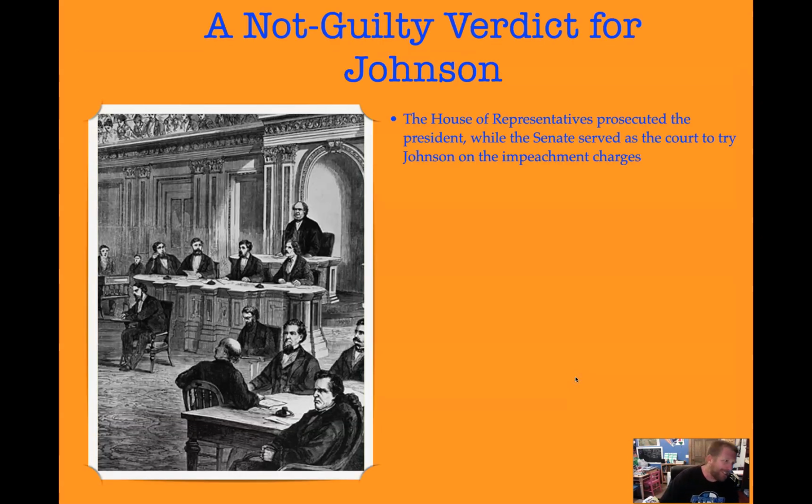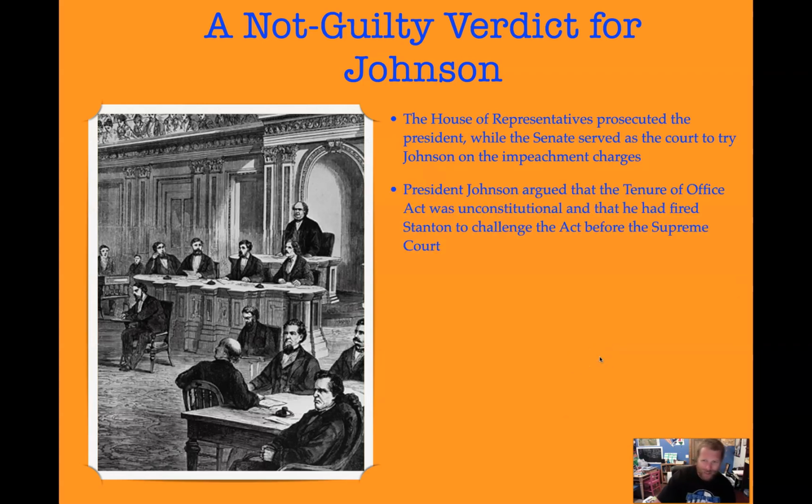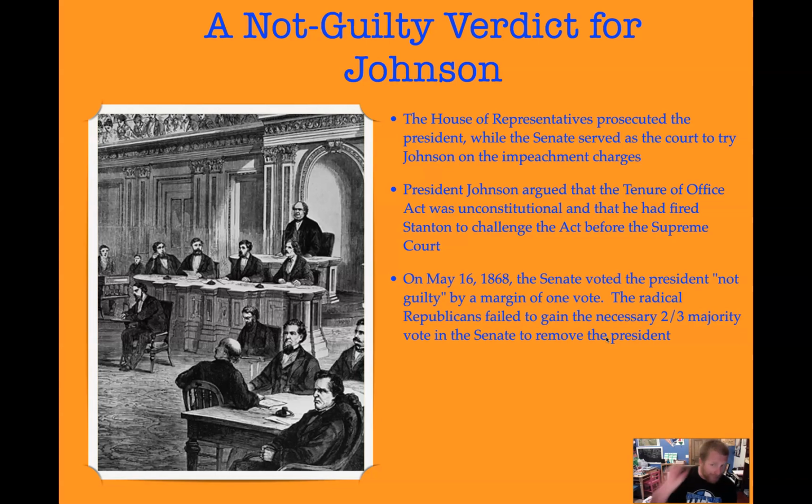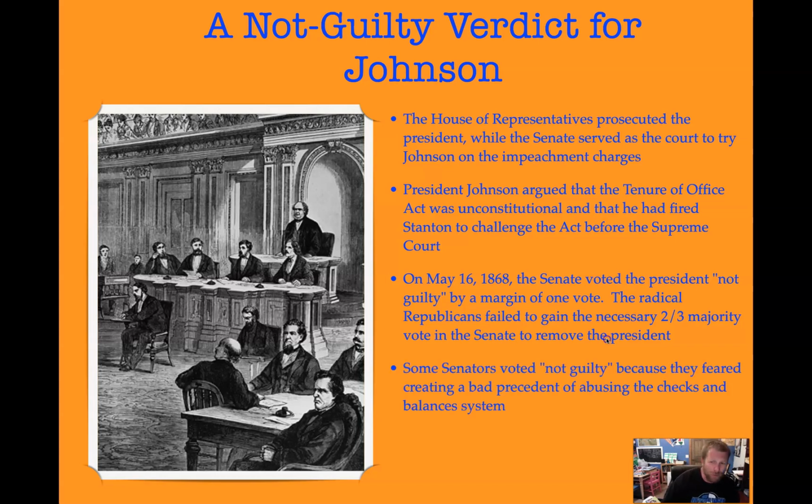So the representatives prosecuted, and the Senate served as the court to try Johnson on these charges. Johnson argued the Tenure of Office Act was unconstitutional. He's correct, it is. He fired Stanton to challenge this act before the Supreme Court. Didn't think that he would be impeached. He thought it would go up to the Supreme Court, and they would be the ones that would rule on the constitutionality of this. On May 16, 1868, the Senate voted the president not guilty by a single vote. They failed to get the 2/3 majority to remove the president.